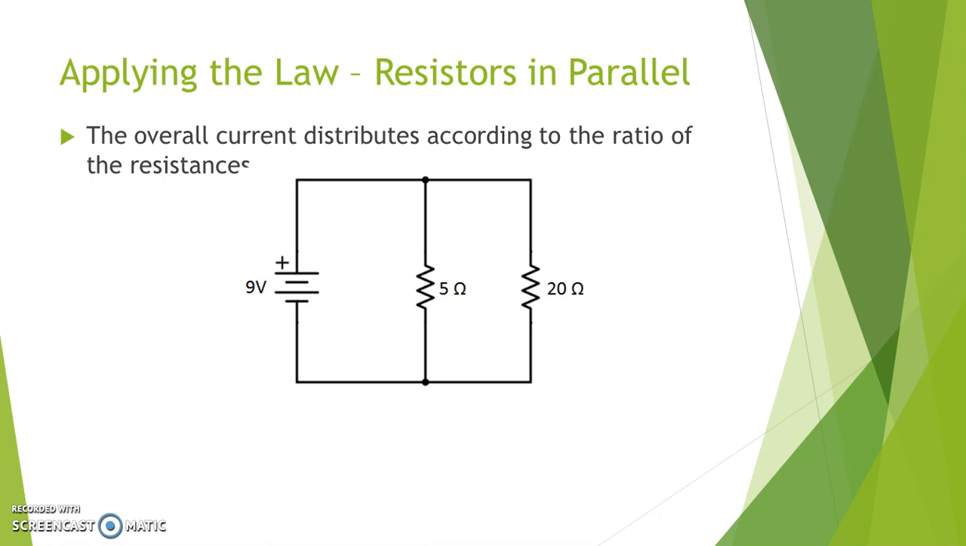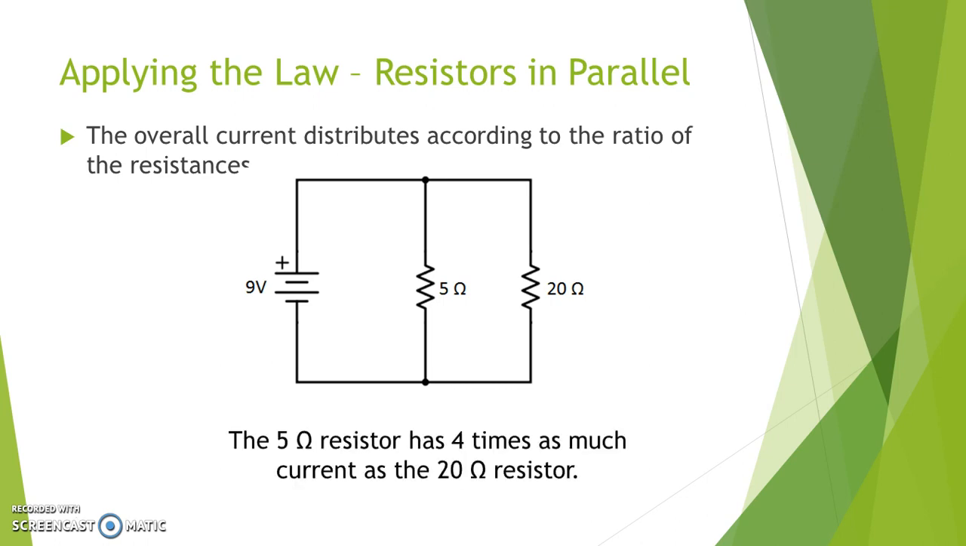Well, it follows Ohm's law. So if you're comfortable with Ohm's law, you can define it yourself. But we can say because the 5 ohm resistor has 1/4 as much resistance as the 20 ohm resistor, it gets 4 times as much current as the 20 ohm resistor. And if you think about that for a few seconds, you'll probably realize how that works. At any rate, Ohm's law applies to both resistors.